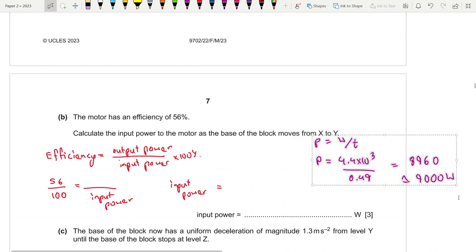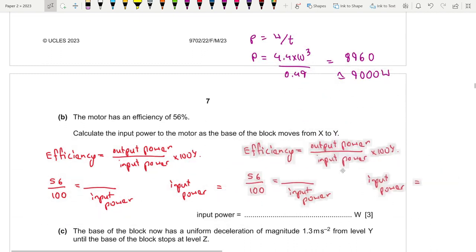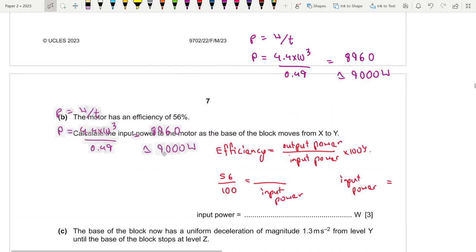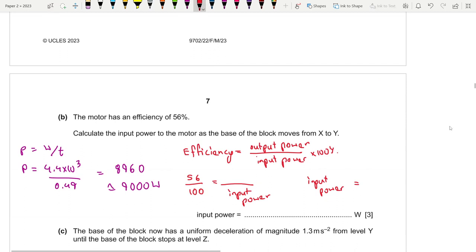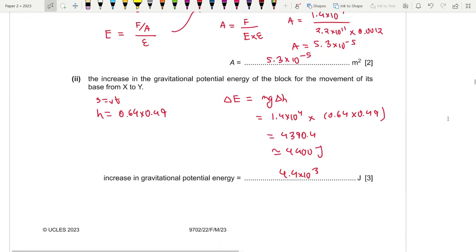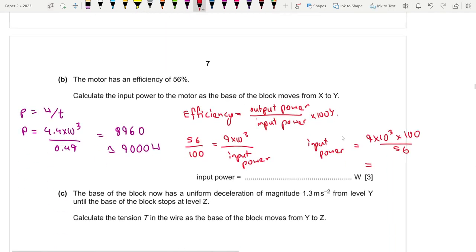So we are meant to do this beforehand. This part comes later on in the question. So we can do this first, followed by this red part over here. So it's basically 9 times 10 to the power 3, right? Now input power is equal to 9 times 10 to the power 3 times 100 by 56. Let's do this. So to two significant figures, we get a value of 16,000. If you carry forward the exact answer, you will get 16,000 watts. So that's 1.6 times 10 to the power 4 watts.